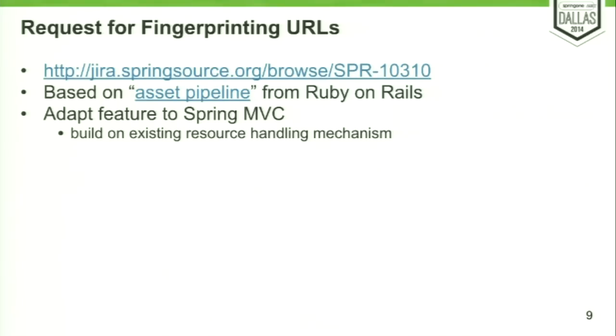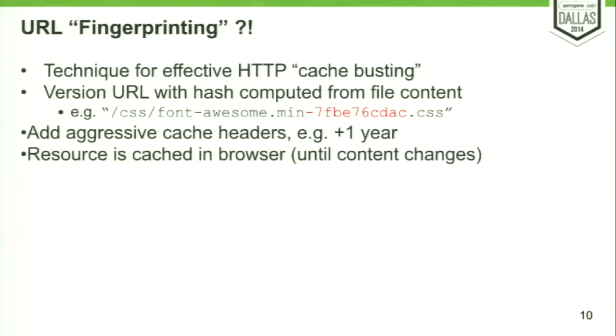And as I mentioned in my presentation yesterday, a lot of what happens in SpringMVC is very much driven by user requests and feedback, and this is no exception. So what is URL fingerprinting? It's a term which is becoming ingrained, and if you already know what it means, it makes total sense. But if you don't, then that definitely requires explanation.